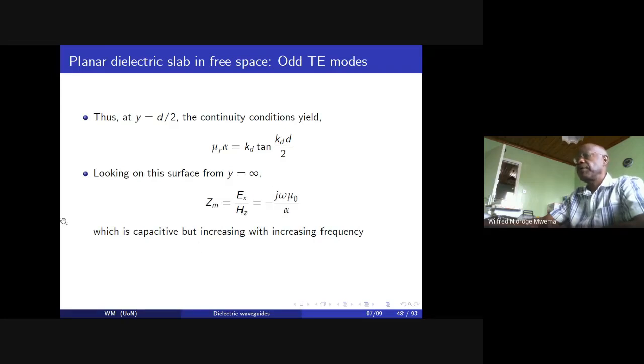And therefore, we say that this is a capacitive impedance, but what we can notice is that for a capacitor, we expect that the impedance should be decreasing with increasing frequency. But for this particular case, we see that while it's capacitive, it's increasing with frequency, which is an anomaly, so to speak. So a capacitive dielectric surface will therefore support a TE surface wave.